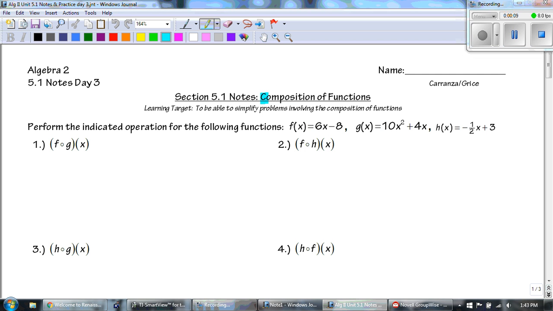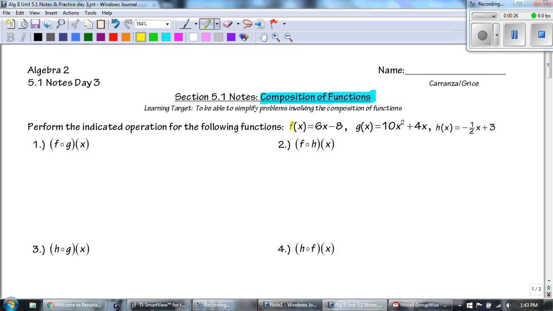Today we're talking about composition of functions. Our learning target today is to be able to simplify problems involving the composition of functions. So, directions say to perform the indicated operation for the following functions.